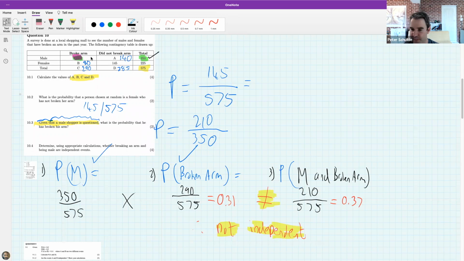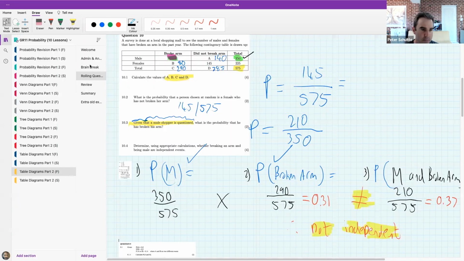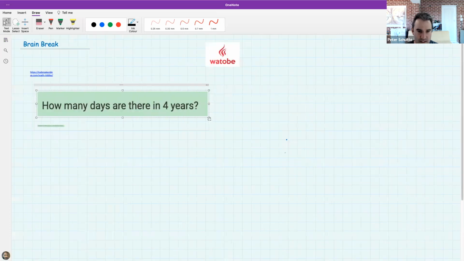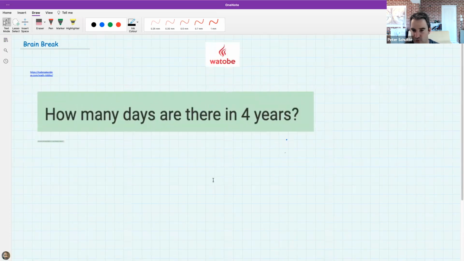Okay, so after that wonderful stretch, our brains want a little bit of a brain break. And so I want to ask you this question, guys and girls. How many days are there in 4 years? That is the brain break for today. This is an interesting question, isn't it? And also, now you know that there's always a bit of a sneakiness in there.